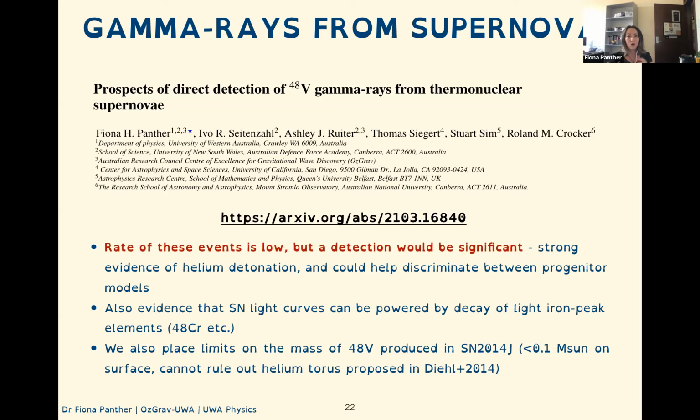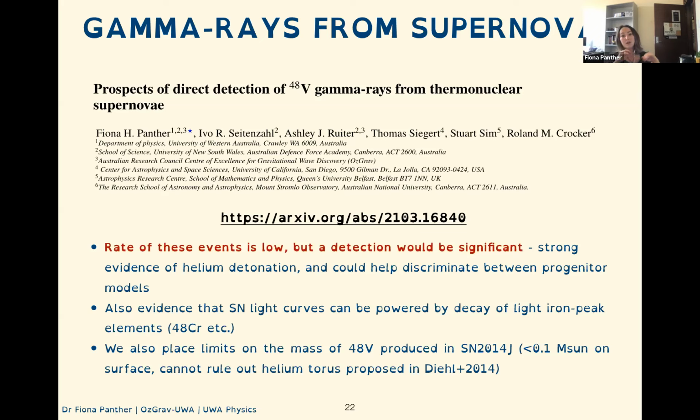You can start saying, oh, well, there has to be some sort of helium donor involved in order to produce this supernova. It's also evidence that the bolometric light curve, so all the light added together, can be powered by decay of the light iron-peak elements. So something like chromium-48 is actually powering the optical light curve of these things. You can look at Stuart Sim's 2012 paper where they actually show this in more detail with all of the synthetic observables. I just look at the gamma rays.